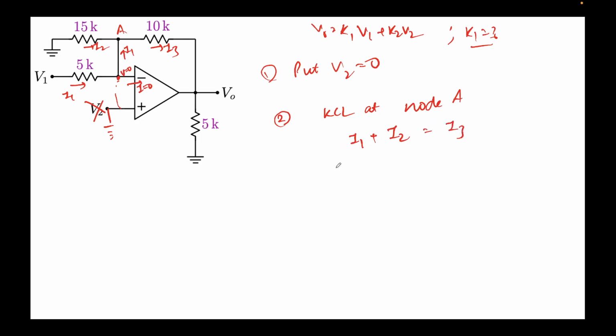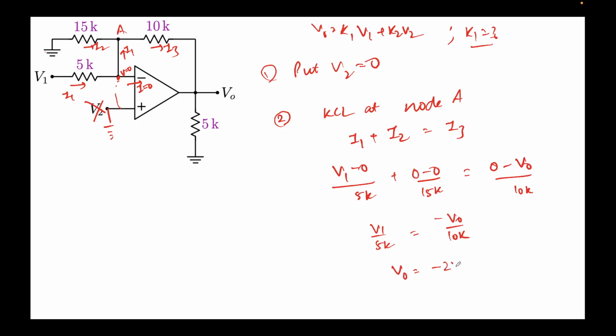The value of I1 would be V1 minus 0 over 5K. The expression for I2 would be 0 minus 0 over 15K. Note this potential is at 0, so VA is also 0. This is I3, which is nothing but 0 minus V0 over 10K. Again, VA is 0. This term gets cancelled, so I get V1 over 5K equal to minus V0 over 10K. So what I get is V0 equal to minus 2V1. Simple, you cross multiply it.